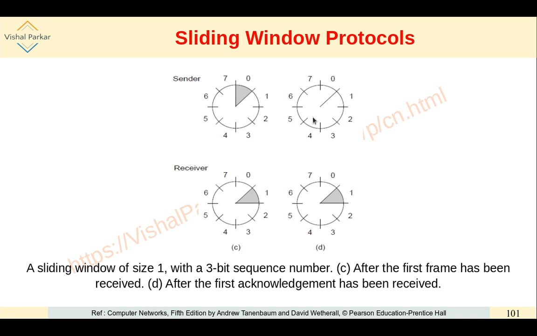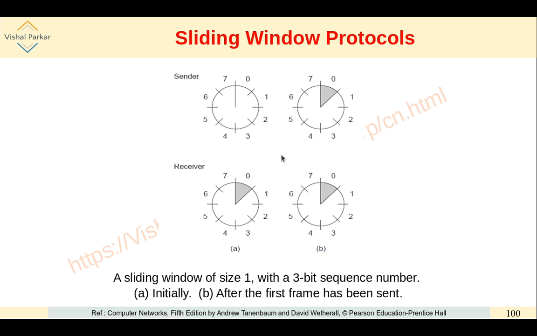Figure D now indicates the scenario after the first acknowledgement has been received by the sender. When the receiver received that 0th frame, it sent back the acknowledgement for that, and somewhere the sender received that acknowledgement. That's why the window is now closed. The other part of that window is now closed, and now the situation is as can be seen here. The receiver is now waiting for frame number 1.